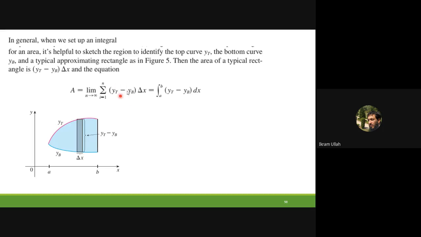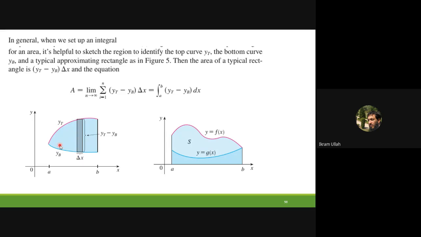And according to the Riemann sum, when we divide this region S into an infinite number of strips, we can write the integral from a to b. Then the area of this region is equal to the integral from a to b of yt minus yb dx. This is the previous formula, just representing f of x by yt and g of x by yb. This is the notation we can write and use for the next example.